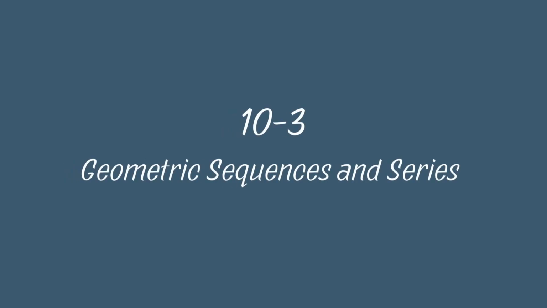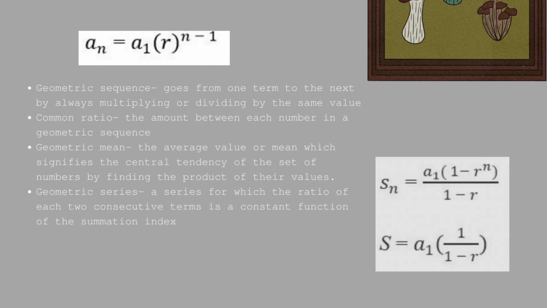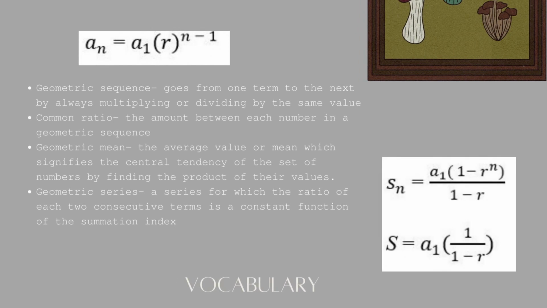And then we talk about geometric sequences and series. A geometric sequence goes from one term to the next by always multiplying or dividing by the same value. The common ratio is the amount between each number in a geometric sequence. The geometric mean is the average value of the geometric sequence. A geometric series is a series for which the ratio of each two consecutive terms is a constant function of the summation index.